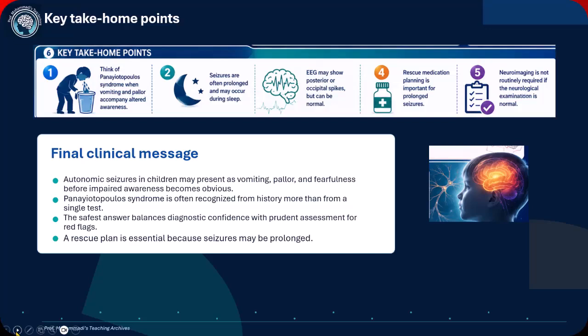In this case, the key is to recognize the full seizure pattern, use EEG as supportive evidence, avoid unnecessary urgent neuroimaging when the examination is normal, and provide the family with a clear rescue plan for prolonged events. Next slide, please.